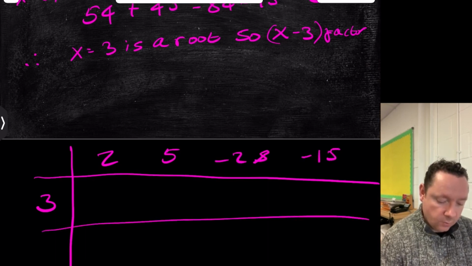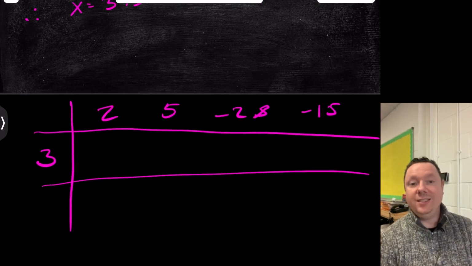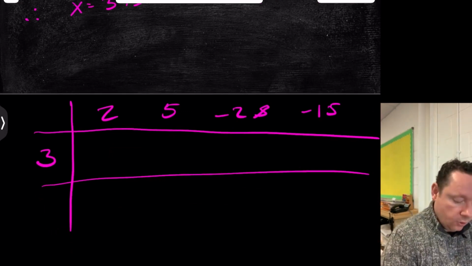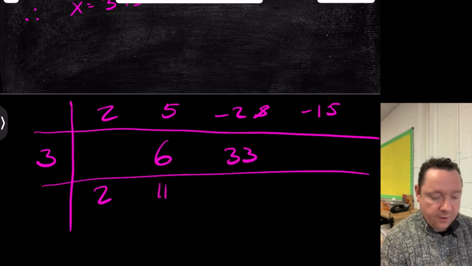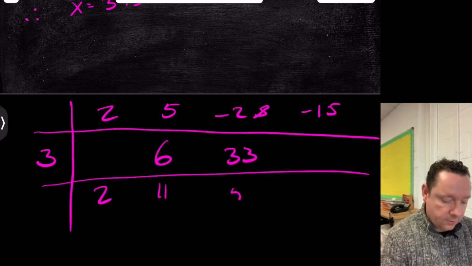So we're going to end up doing this. We know we're going to get 0 in this last position, so this is a double check for us. So we take the 2 down. 2 times 3 is 6. 6 plus 5 is 11. 3 11s is 33. 33 minus 28 is 5. 5 3s is 15. 15 minus 15 is 0.